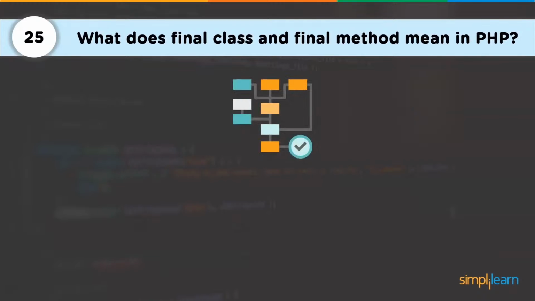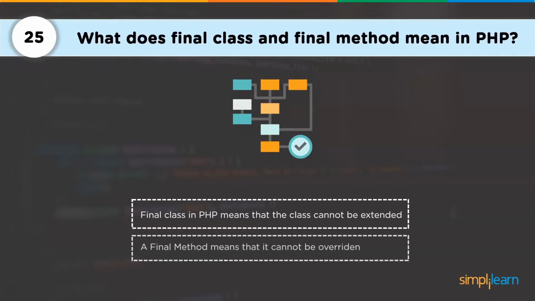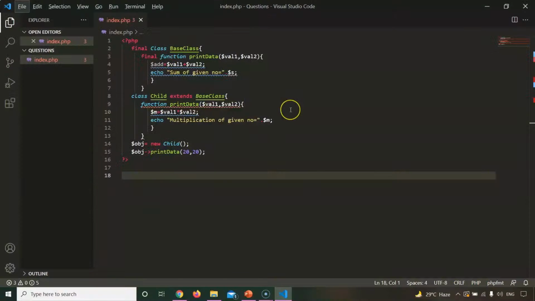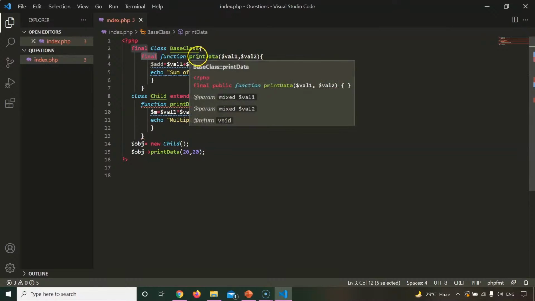Next up, what does final class and final method mean in PHP? Now, a final class in PHP means that the class cannot be extended, while a final method means that it cannot be overridden. As you can see in this block of code, we have used the final keyword for a class and the final keyword for a function.